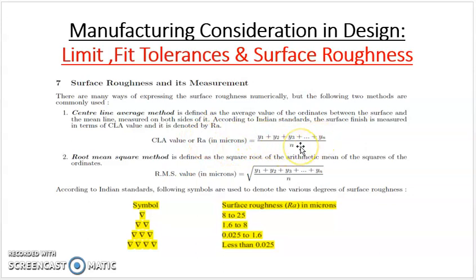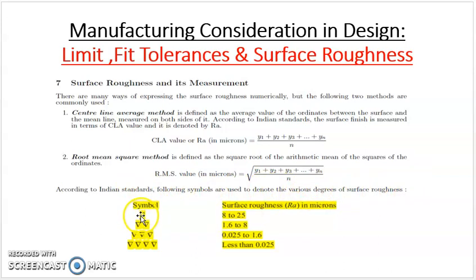So the CLA value or Ra in microns will be depicted as y1 to yn divided by n, where y1 to yn are the ordinates. Similarly, if you want to calculate the root mean square, then you have to take the arithmetic mean of squares of ordinates. So the RMS value can be calculated with the help of this formula. Now, in the Indian standard, the following symbols denote the various degrees of surface roughness.